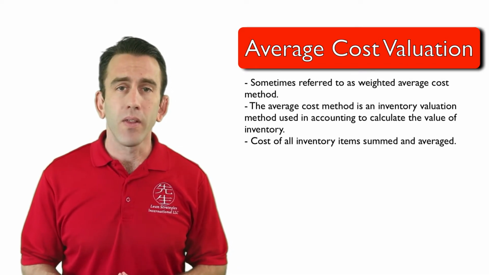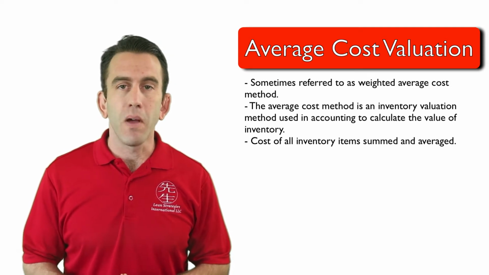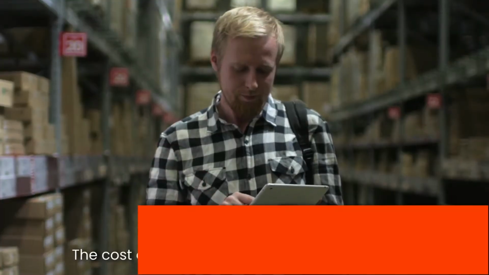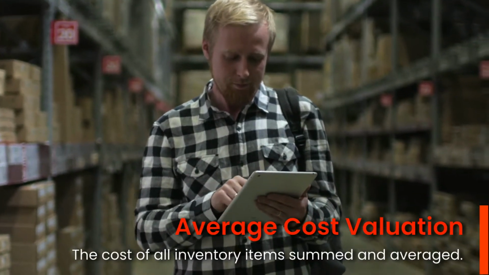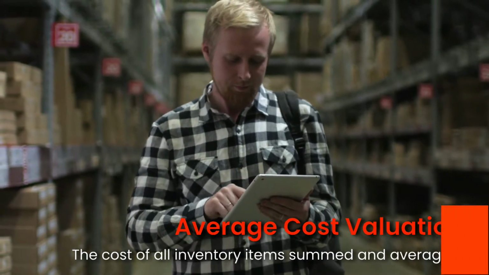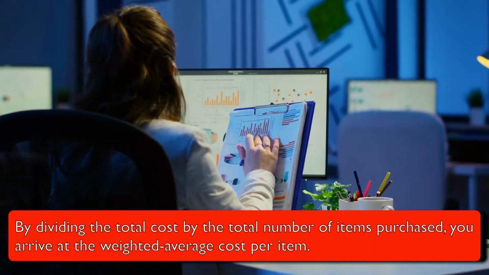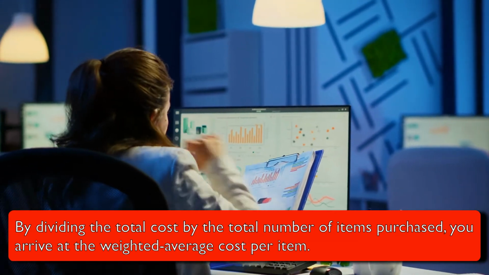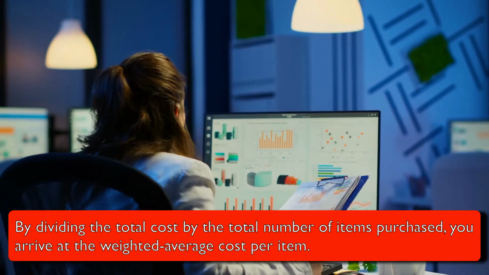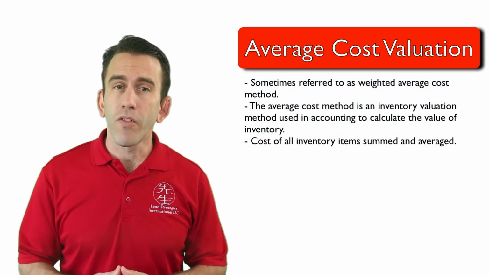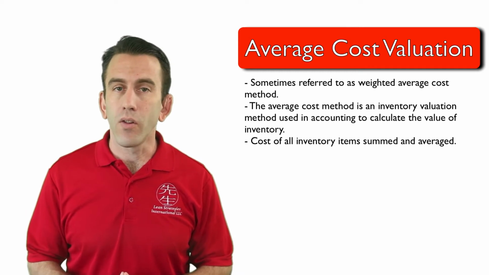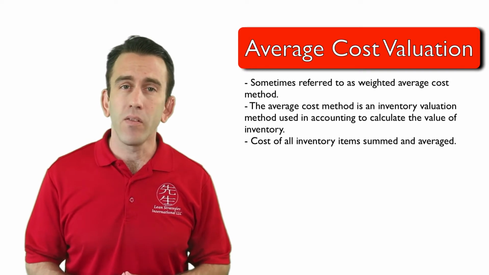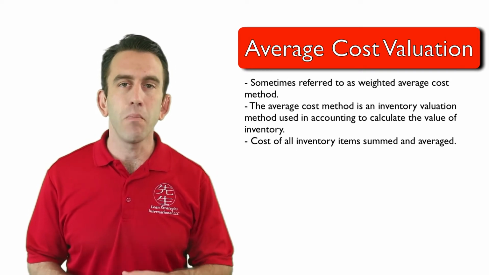The average cost method is an inventory valuation method used in accounting to calculate the value of inventory. Put very simply, it is the cost of all inventory items summed and averaged. The figure is calculated by dividing the total cost of goods by the total number of goods over a specific accounting cycle. While you should speak with a professional accountant or a CPA to decide the best method of inventory valuation, the average cost method is easy to calculate and has many benefits.